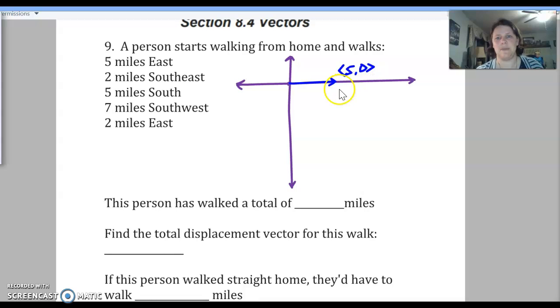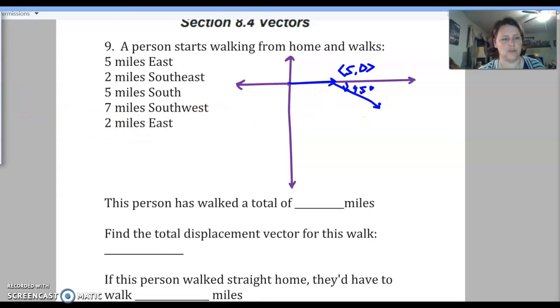Then the next one I'm going to do, the component form that we put out here is the point that it ends at, and is also equivalent to the vector that would start at home and end up at that point. So after she goes 5 miles east, then she heads 2 miles southeast. Going southeast, that's going to be a 45-degree drop from due east. So 45 degrees, and she's going to walk 2 miles.